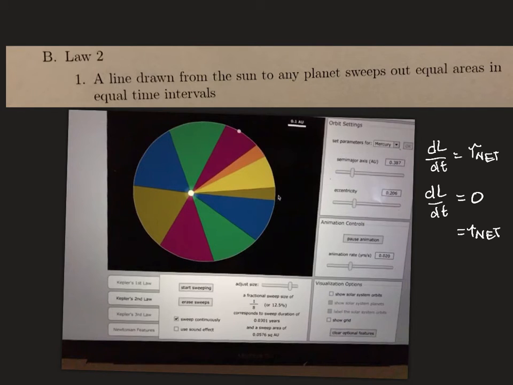And the net torque is equal to 0 because the only force acting on this planet is going to be the force due to gravity from the sun. And the lever arm, remember, is going to also be the distance between the planet and the sun. Since the force and the lever arm are parallel to each other, that tells us that the torque is equal to 0. So the force of gravity doesn't cause a torque on the planet. Therefore the net torque is 0, which tells us that our angular momentum must be conserved.